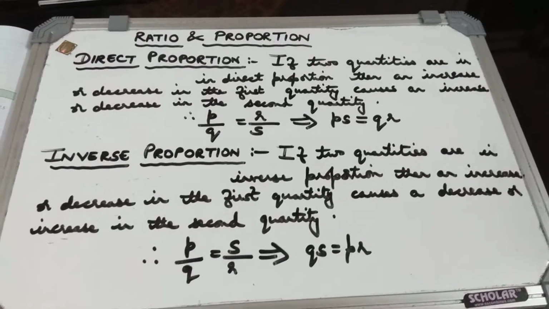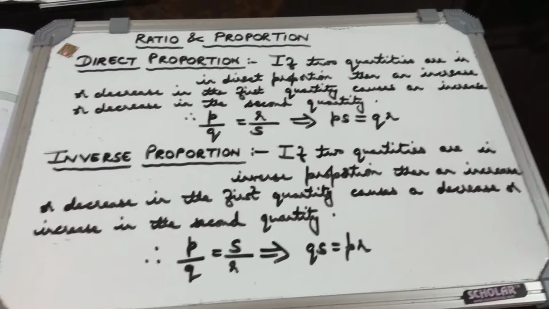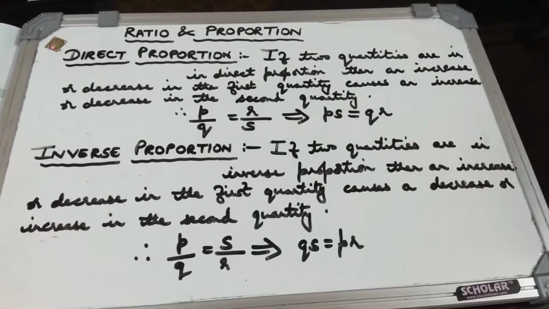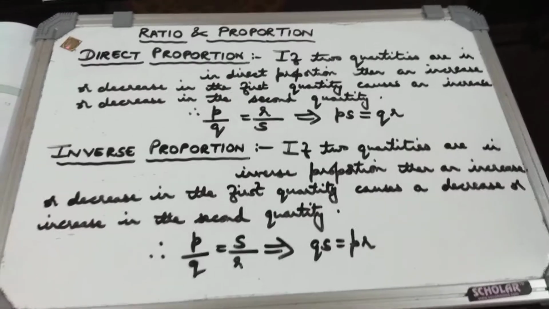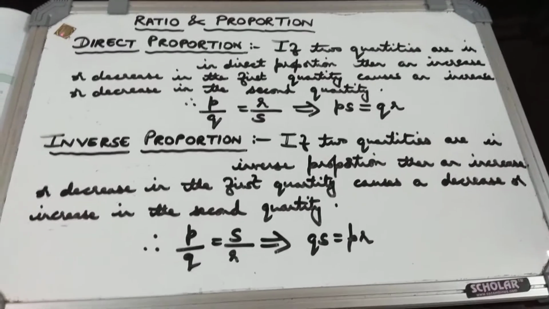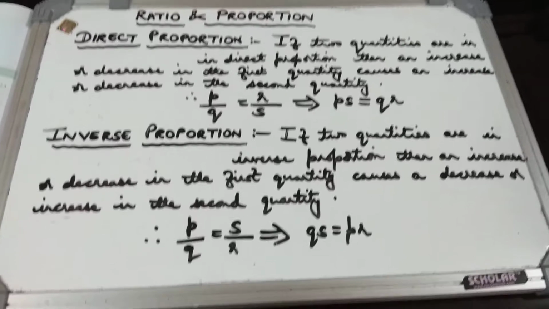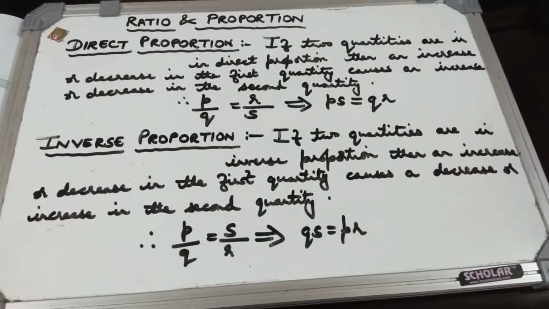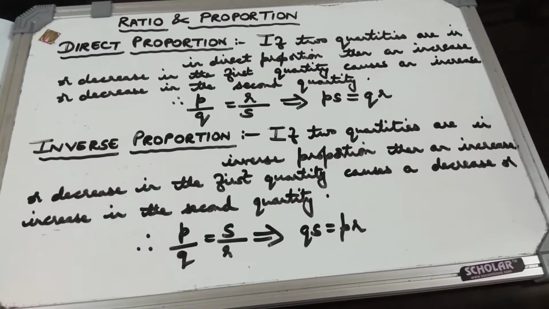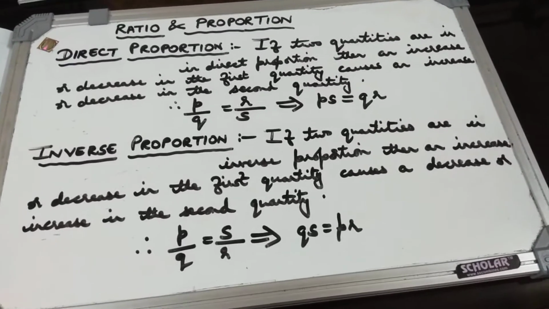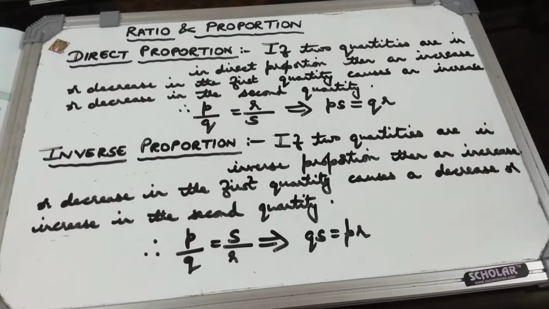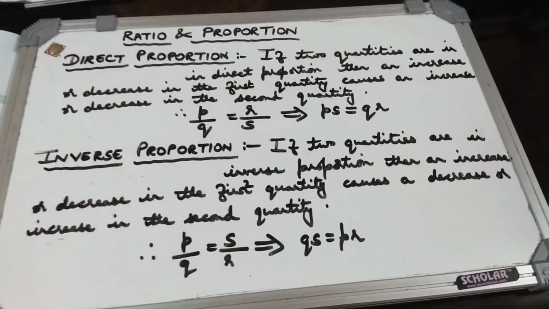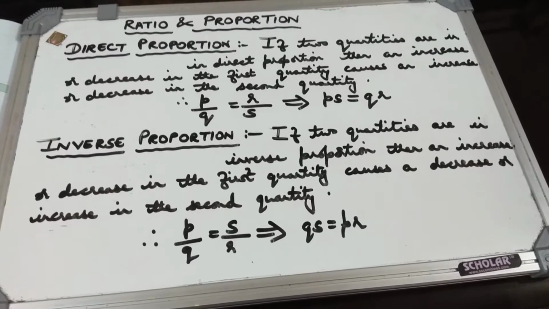Good morning, children. Today we are going to start with the last topic of ratio and proportion, that is direct proportion and inverse proportion. Now, it's a very important topic because in most of the competitions, no matter which competition you go for, at least one question is always asked on this topic. Also, of course, from your examination point of view, this type of question is very important.